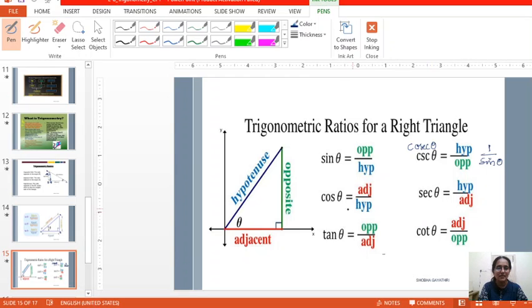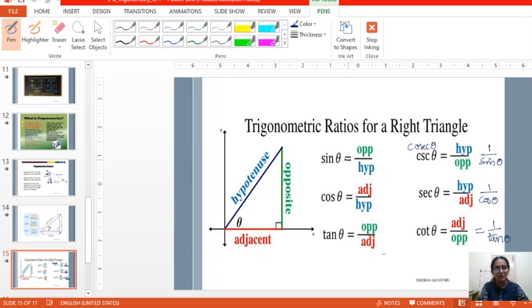Cos theta equals adjacent side by hypotenuse. Secant theta equals hypotenuse by adjacent, that means the reciprocal of cos theta. Tan theta equals opposite side by adjacent side. Cot theta equals adjacent by opposite side, that means the reciprocal of tan theta. Don't memorize all the 6 ratios. It's enough if you remember only the 3 basic ratios.